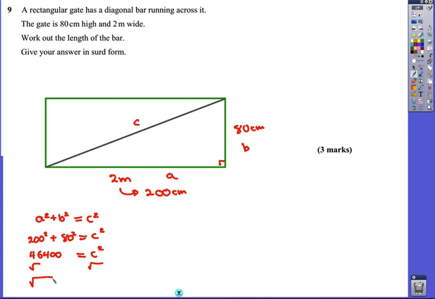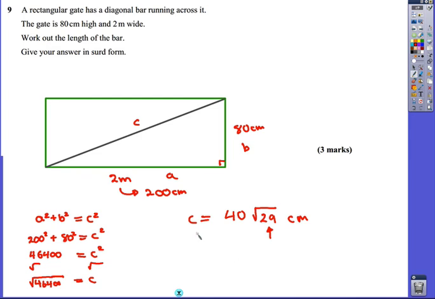Square rooting it on both sides, it's going to be square root of 46400, which equals C. And if you put that into your calculator, the square root of 46,400 is going to be 40 root 29 centimeters in surd form. Here's our surd, the root 29.